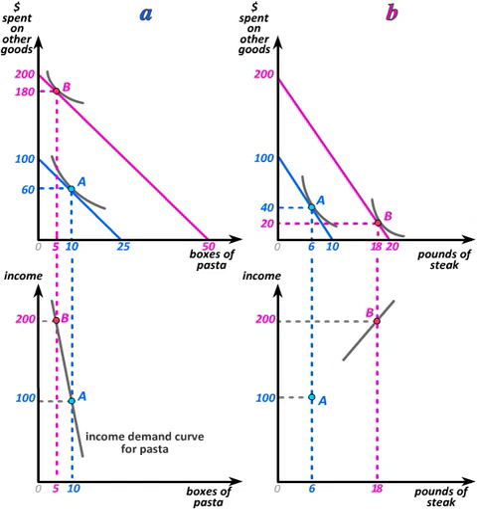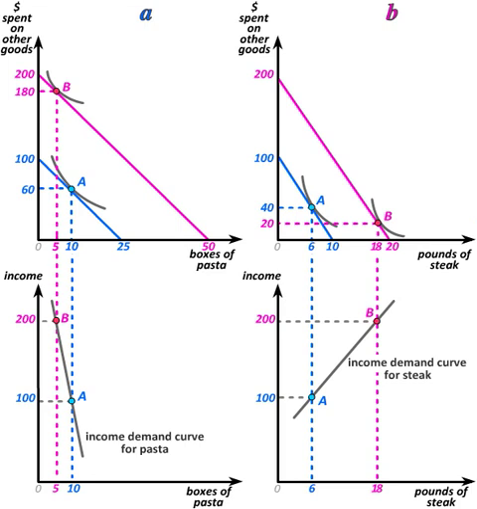By connecting A and B in the lower panel, we're then estimating the shape of our income demand curve for pounds of steak. This demand curve is now upward sloping, which means that as income rises, we'll buy more steak. In other words, steak is a normal good, whereas pasta in panel A was an inferior good and therefore had a downward sloping income demand curve.